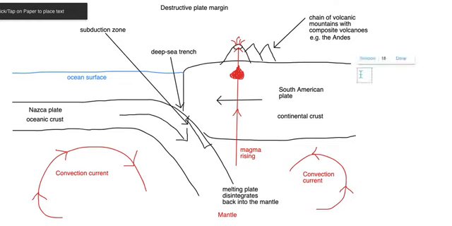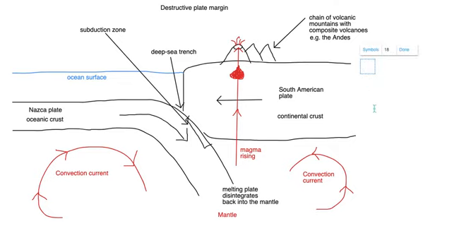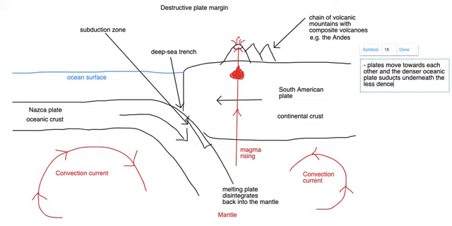Right, so some bullet points. First of all, we're going to start with the plate movement again. So plates move towards each other, and the denser oceanic plate subducts underneath the less dense continental. Then we talk about the melting process and then eventually the magma rising.